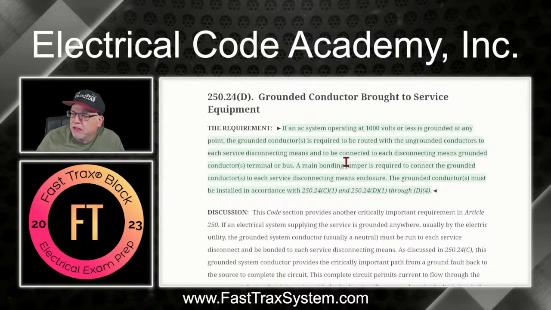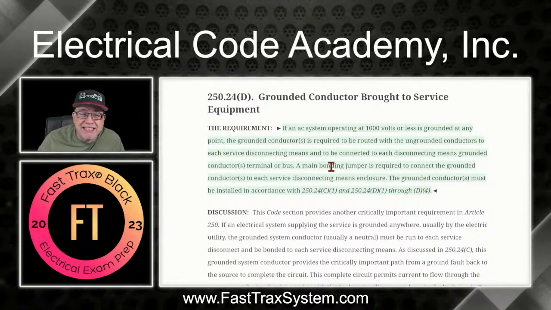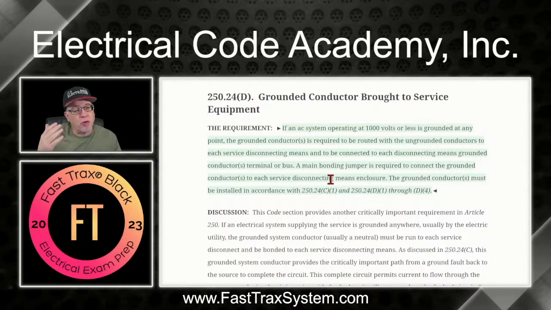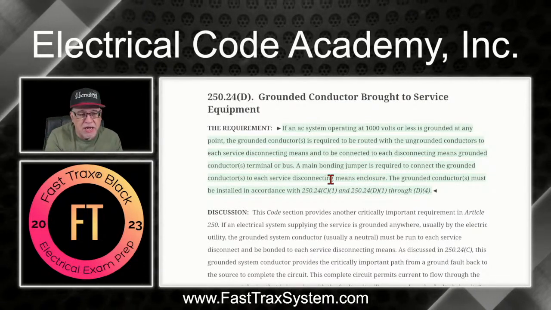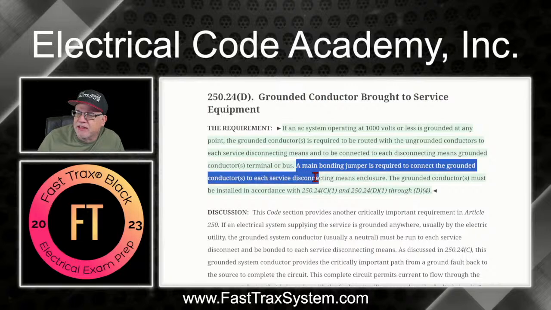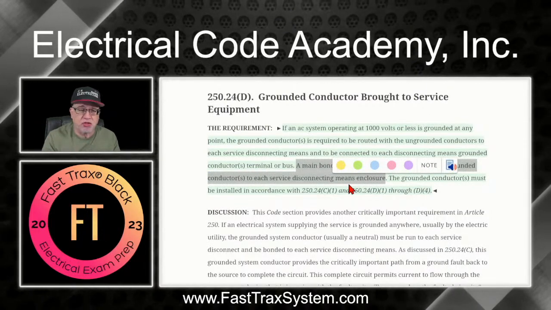All right, so that reminds us to do that. And where are you going to bring that grounded conductor to? You're going to take it to the grounded conductor terminal post or terminal bus, okay? A main bonding jumper is required to connect the grounded conductor to each service disconnecting means. Okay, so the main bonding jumper could be a green screw.